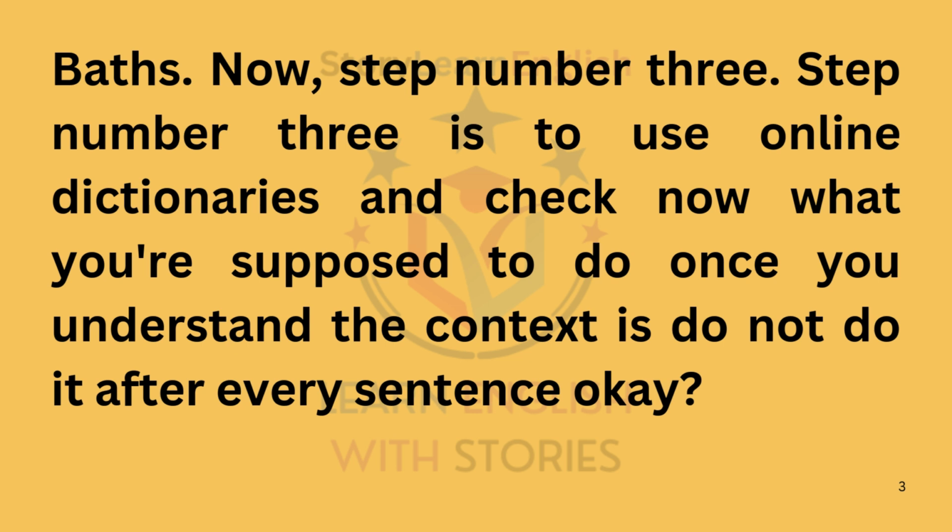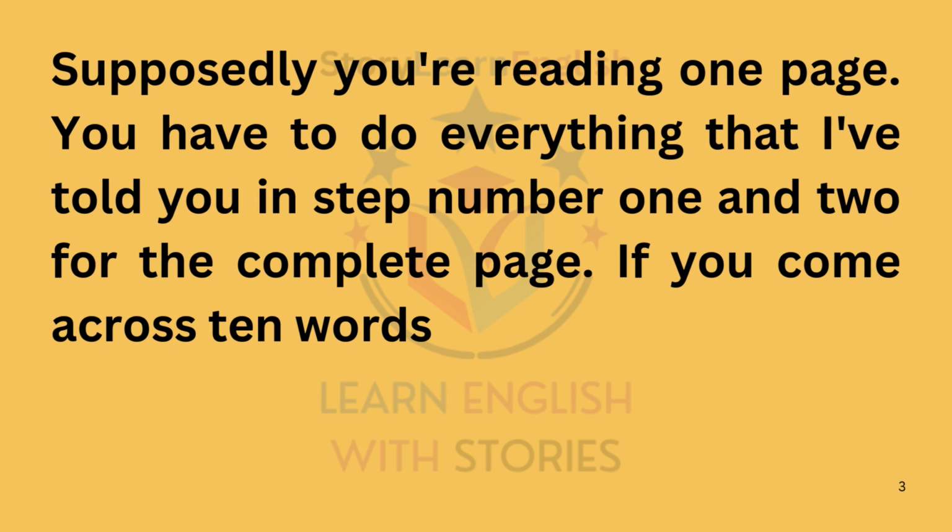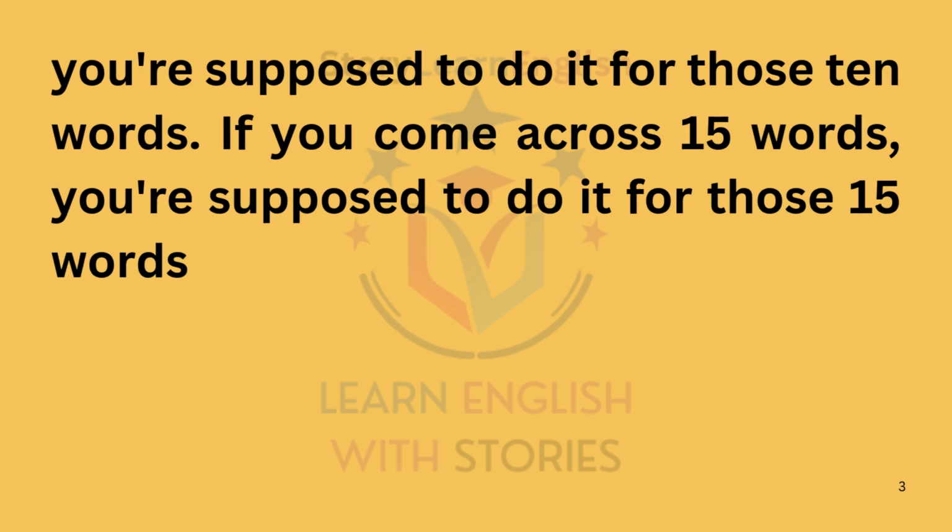Now, step number 3. Step number 3 is to use online dictionaries, and check now what you're supposed to do once you understand the context is do not do it after every sentence, okay? Supposedly, you're reading one page. You have to do everything that I've told you in step number 1 and 2 for the complete page. If you come across 10 words, you're supposed to do it for those 10 words. If you come across 15 words, you're supposed to do it for those 15 words.